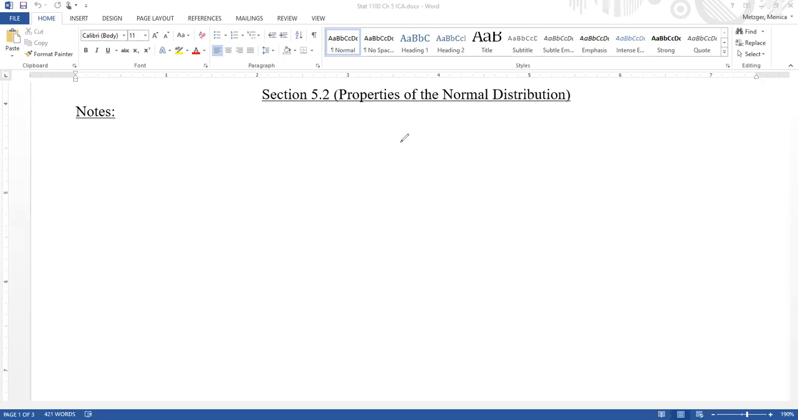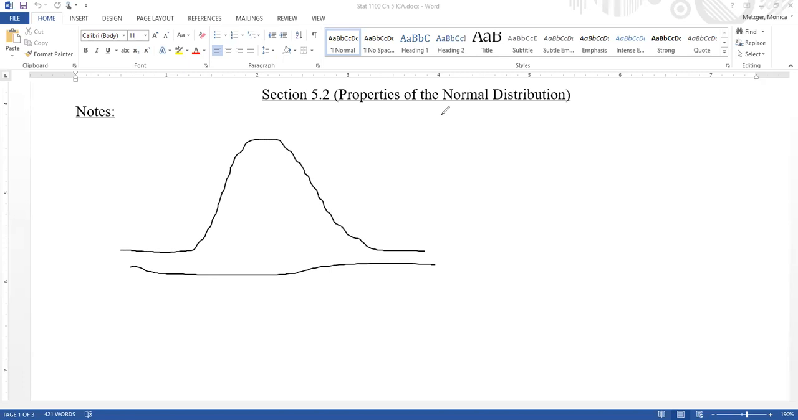So I'm going to start off by talking about the 68, 95, 99.7 rule. Remember, whenever we're talking about a normal distribution, all of the area under the curve is 100%. So let me go ahead and sketch this out. Let's say we have some curve, and we know that the entire area under the curve is 100%. And remember that the entire shape is being generalized from a histogram.